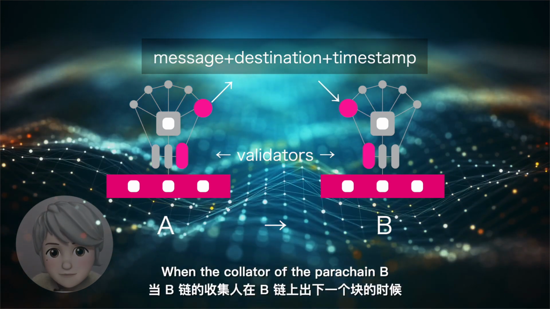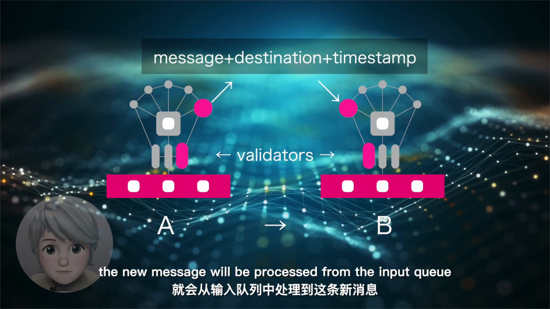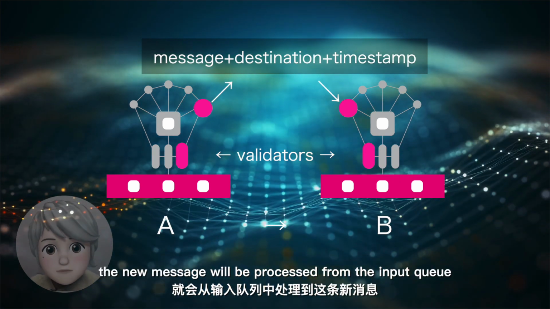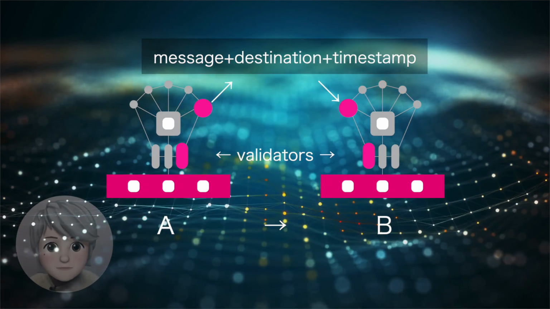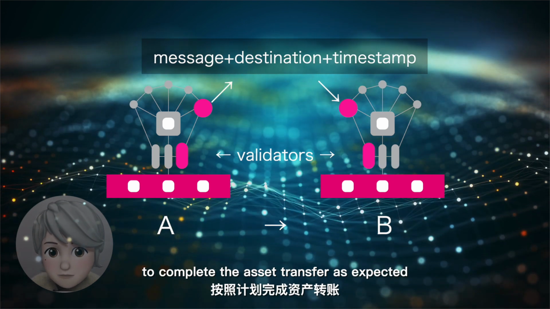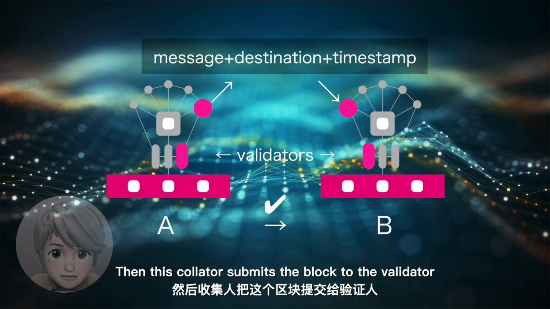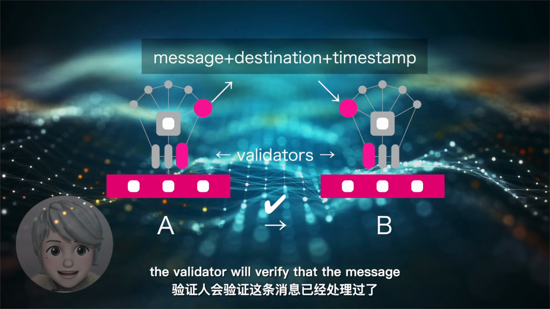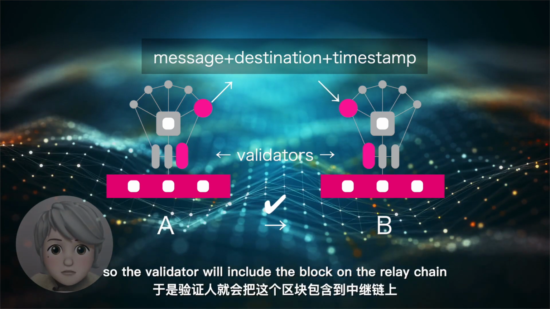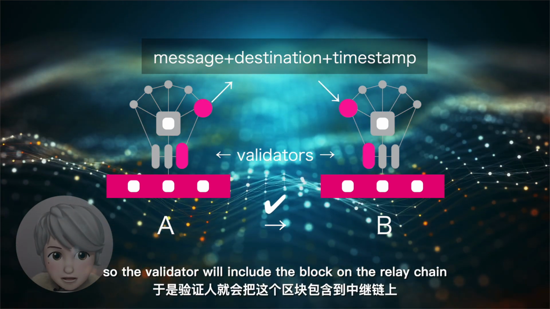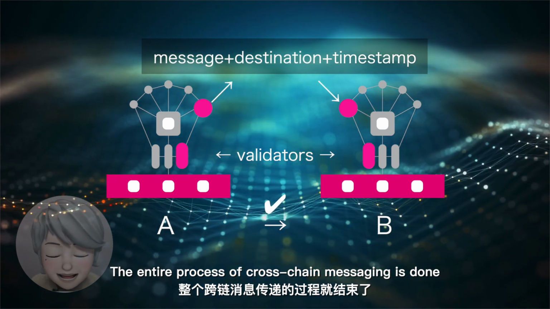When the collator of parachain B is producing the next block on parachain B, the new message will be processed from the input queue, and this message will be executed on parachain B to complete the asset transfer as expected. Then this collator submits the block to the validator, and the validator will verify that the message has been processed and other aspects look fine. So the validator will include the block on the relay chain. The entire process of cross-chain messaging is done.